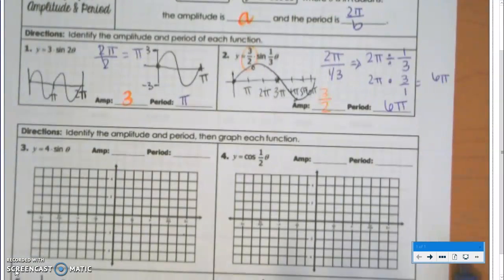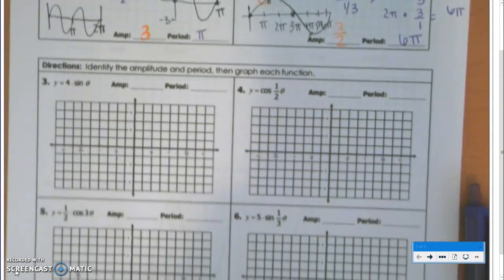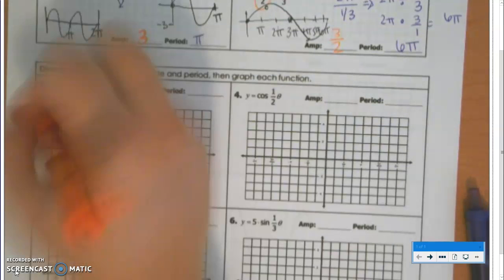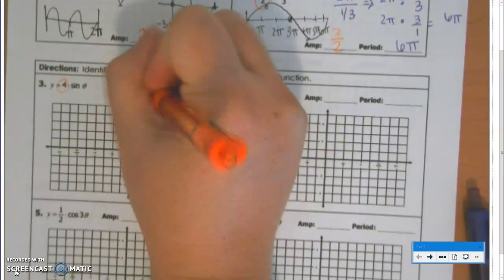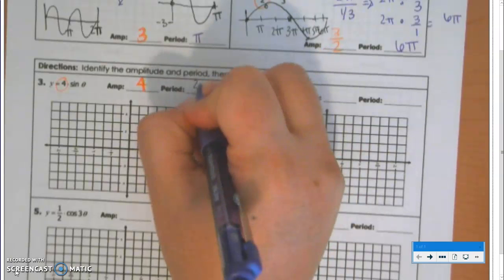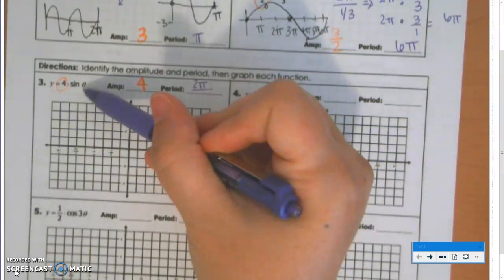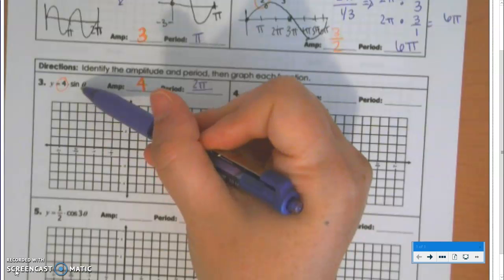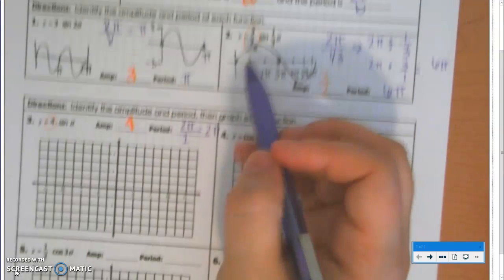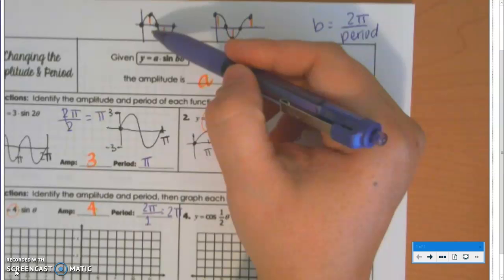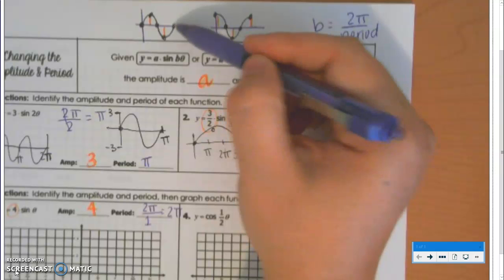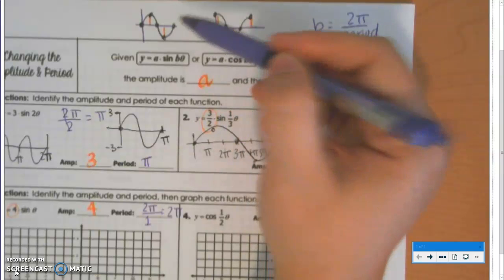All right, so we're just going to do the rest of them the same way. So for number 3, what's the amplitude? The amplitude is 4 because that's the number in front. The period, we're always going to do 2 pi over b. So what is the number that's in front of the theta? 1. So 2 pi over 1 is just 2 pi. So basically this is going to look the same way that my sine graph looked, except it's going to go up to 4 and down to -4. And by the time I'm done, it'll be at 2 pi.